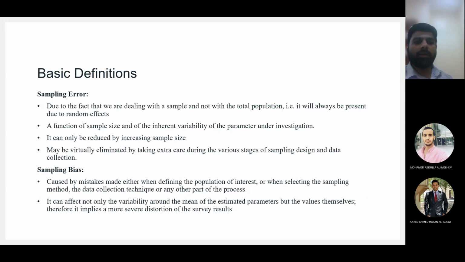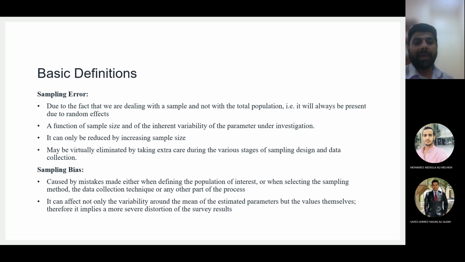Continuing with the other definitions, then we have sampling error. Since we are collecting data from a sample, and a sample cannot be exactly equal to the entire population, there will always be some random errors present in the data. This is true and this cannot be avoided, because the data obviously is for a sample, not for the entire population.